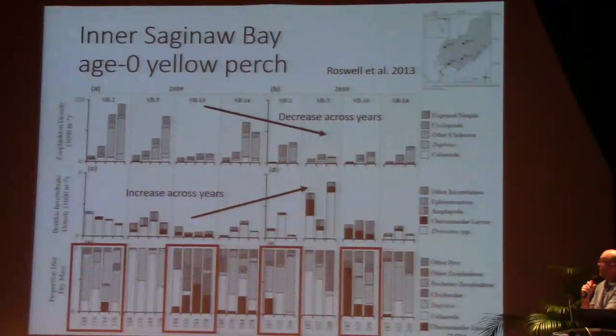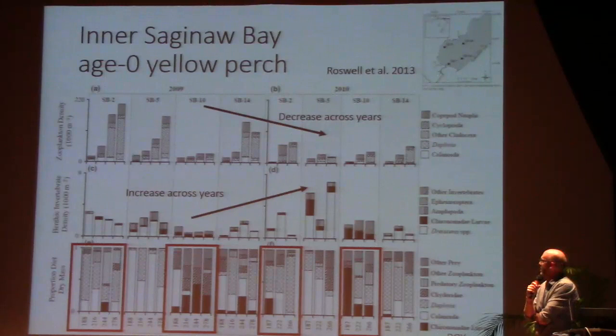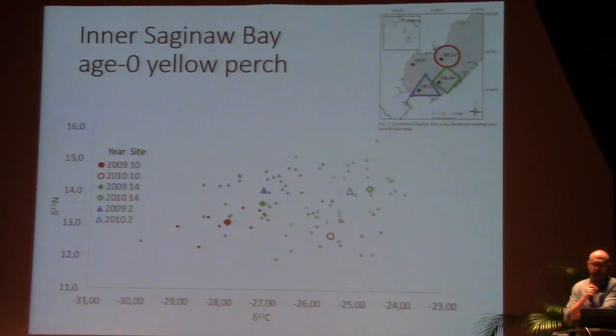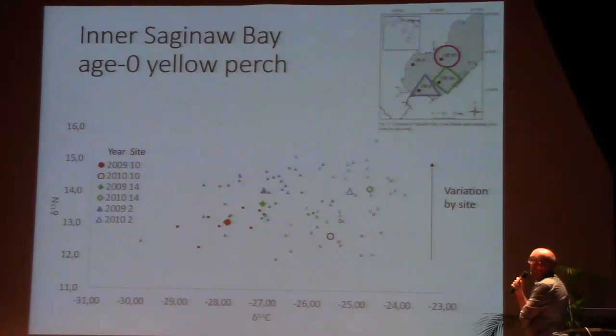So based on this, if we look at isotopic values, we might expect that across our different sites, we would see big differences in carbon isotope ratios consistent with relying on pelagic production or benthic production. And that's not quite what you see. We do see differences in sites. We do see variation in sites, which is primarily driven by nitrogen.